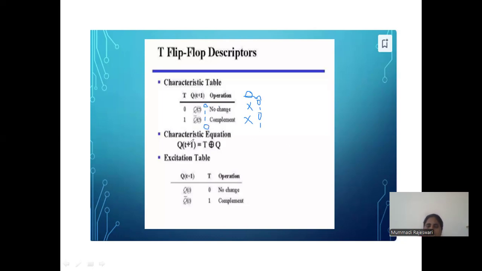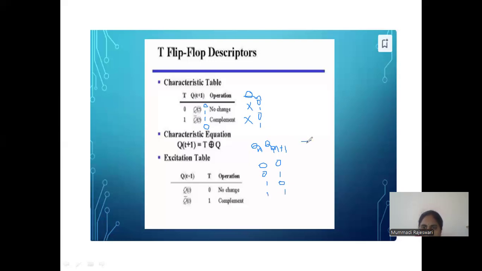This is the characteristic equation: Q(t+1) is equal to T XOR Q. That can be calculated by using K-map simplification. Now see the excitation table. Here, we consider both inputs, the present state as well as the next state. With two inputs, we get four combinations: 00, 01, 10, 11.